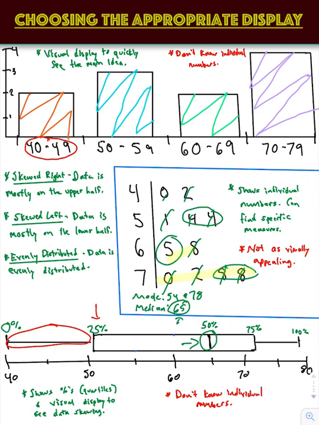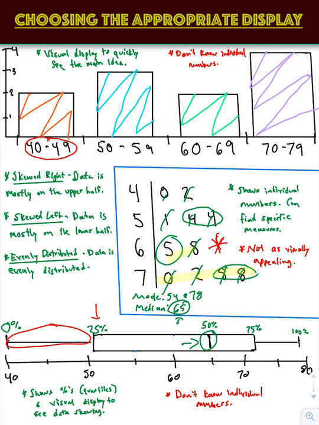But each different graph has its own positives and negatives and its own purpose. This is just something to keep in mind moving forward as you make graphs. You want to start to think about, what am I trying to display to others? Do I want them to see individual numbers, or do I want them to see a snapshot picture of my data? If I want individual numbers, then I'm probably going to lean towards my stem and leaf plot because it actually shows the individual numbers.